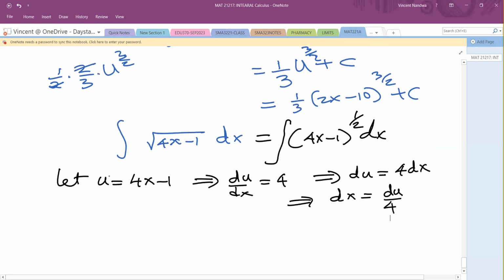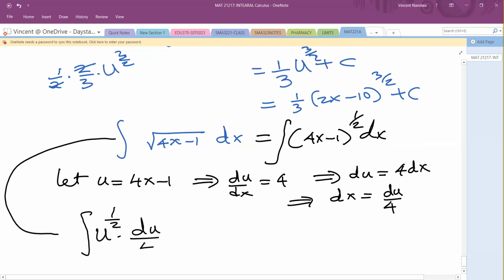Now it's just to rewrite the whole integral in terms of this new variable u. We'll have the integral; the whole bracket is u, so power half. And then dx alone is du over 4. So we factor out which number? 1 over 4, a quarter. Agnes, I hope that is clear to you. So this time round, the 1 over 4 is the fraction here. Then I will have 1 over 4.